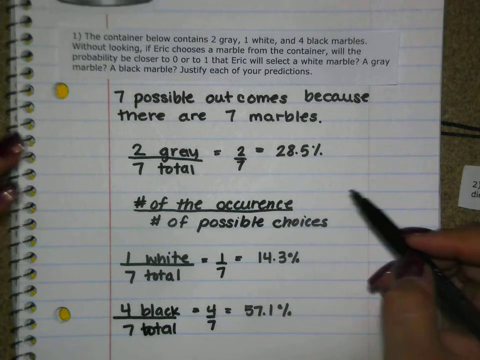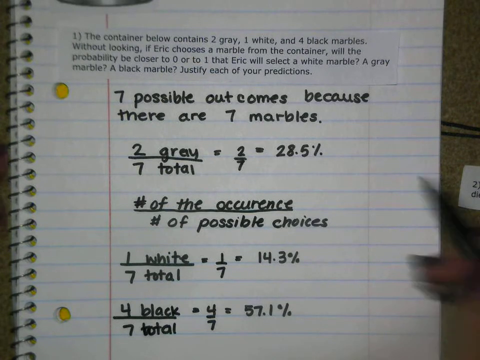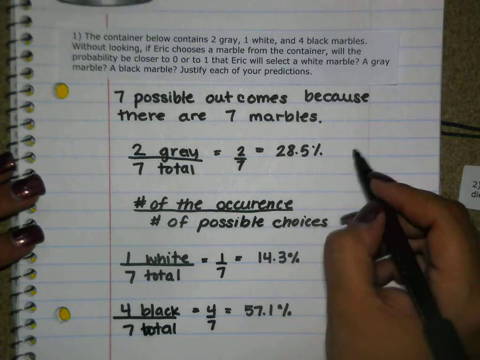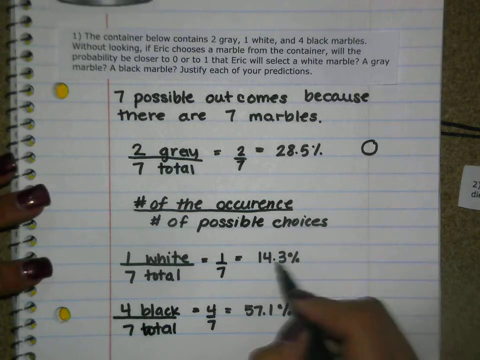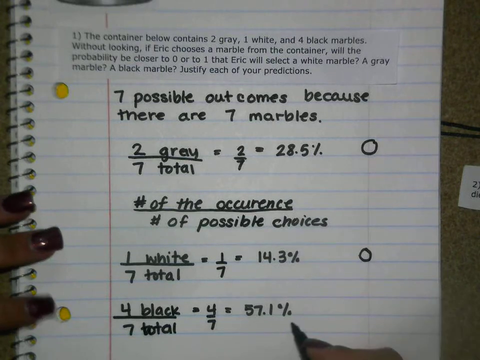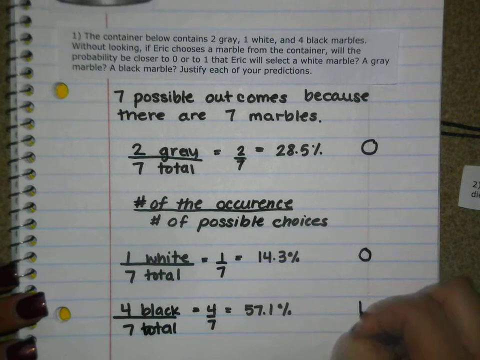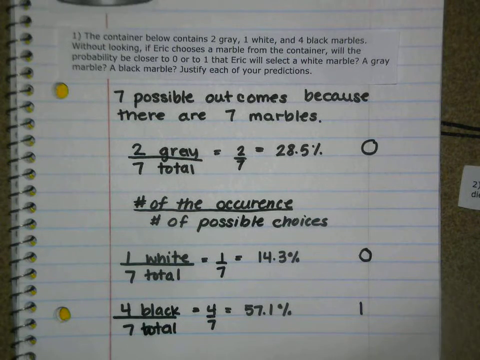The question asks us whether it's closer to 1 or to 0. Well, 0 is 0%, and 1 is 100%. So this one's 14.3% is actually closer to 0%. And this one, 57.1%, it's over the 50% mark, so I would say it's closer to 1 or 100%.